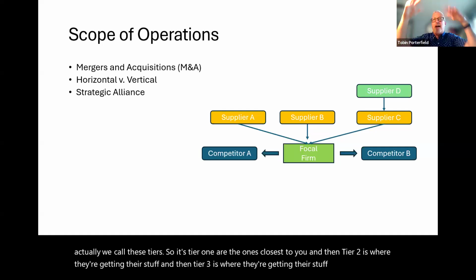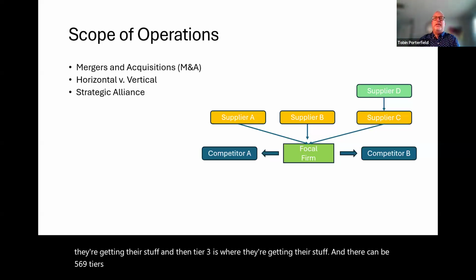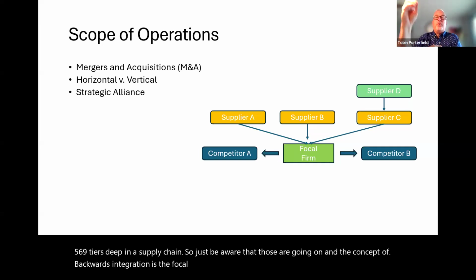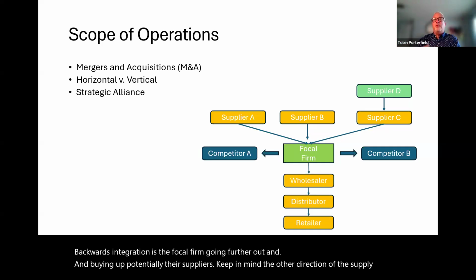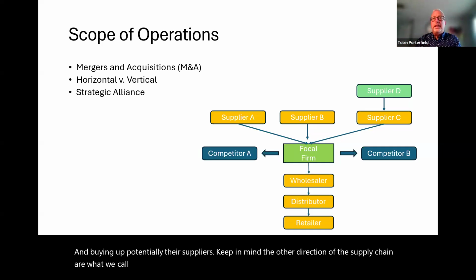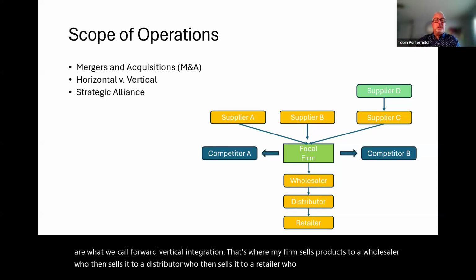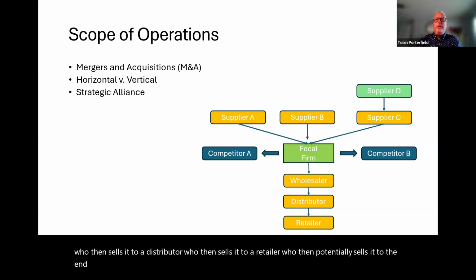And there can be 5, 6, 9 tiers deep in a supply chain. So just be aware that those are going on. And the concept of backwards integration is the focal firm going further out and buying up potentially their suppliers. Keep in mind the other direction of the supply chain, or what we call forward vertical integration. That's where my firm sells products to a wholesaler, who then sells it to a distributor, who then sells it to a retailer, who then potentially sells it to the end customer. So there can be many layers in both directions.